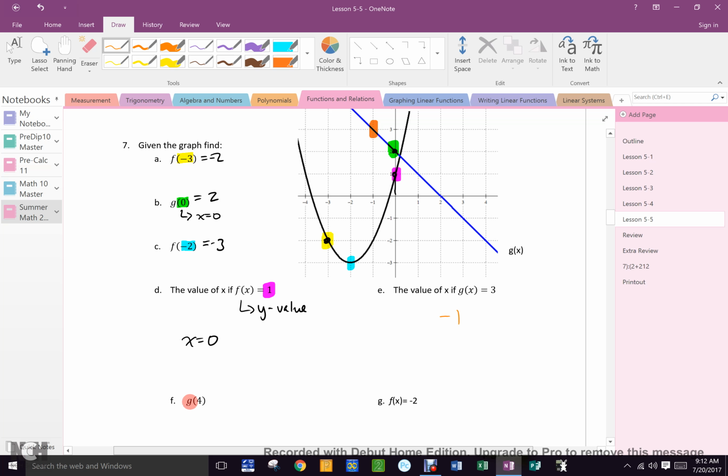Where do I go? Out to 4, and then on the G I go down to 2. Right? So that one, I'm going to make a big red dot. That equals negative 2. Now, the f of x is negative 2. So where do I go? I go down to 2, and I go across, right? What happens?